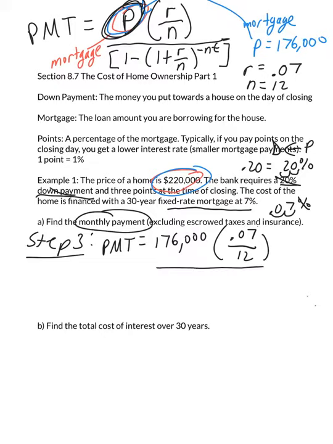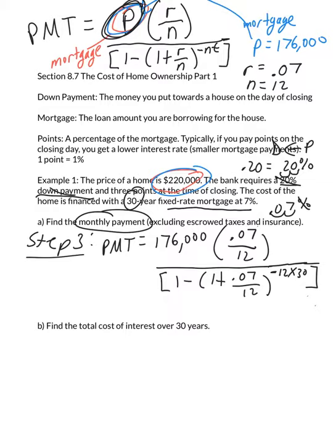Close up the parentheses, divided by a parenthesis or a bracket, 1 minus, parentheses, 1 plus another R over N, so another 0.07 over 12. It's always a negative exponent. Another N, so another 12, times the time frame of the loan. Well, it's a 30-year loan, according to the original question, and close your bracket. So again, for most of these types of homework questions, they will just tell you what the mortgage is, so you can just jump right into this step of plugging into the formula when that happens.